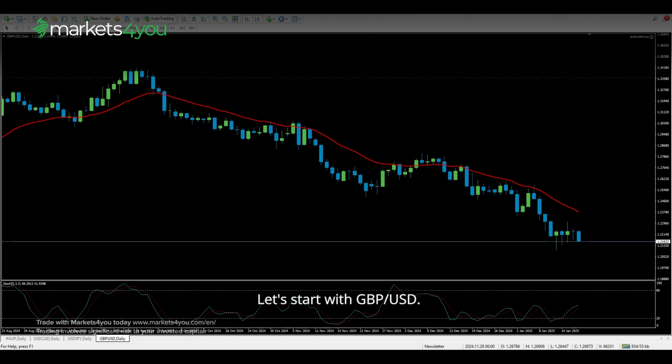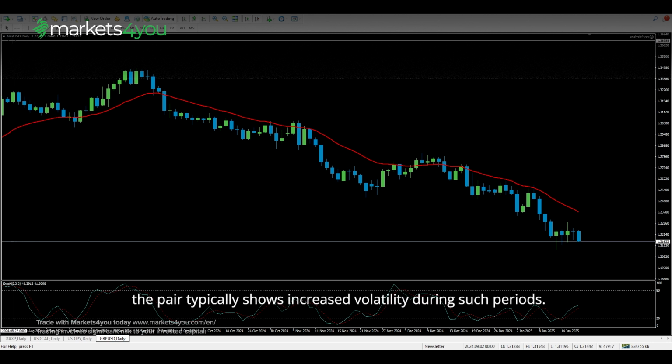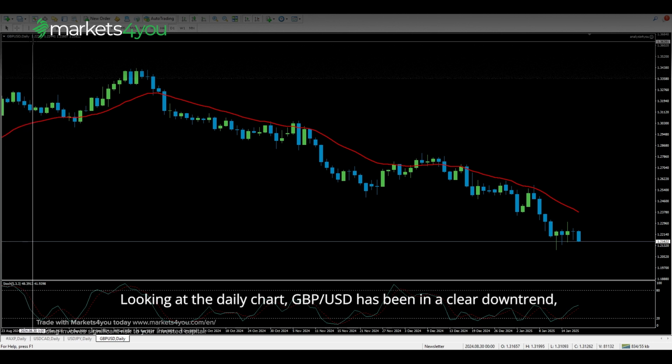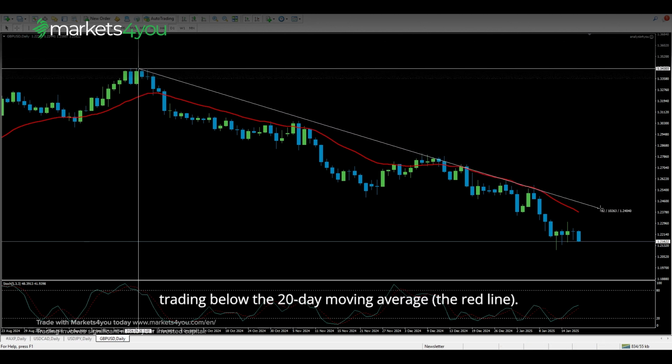Let's start with pound sterling to US dollar. With UK employment data ahead on Tuesday and PMI figures on Friday, the pair typically shows increased volatility during such periods. Looking at the daily chart, pound sterling to US dollar has been in a clear downtrend, trading below the 20-day moving average, the red line.